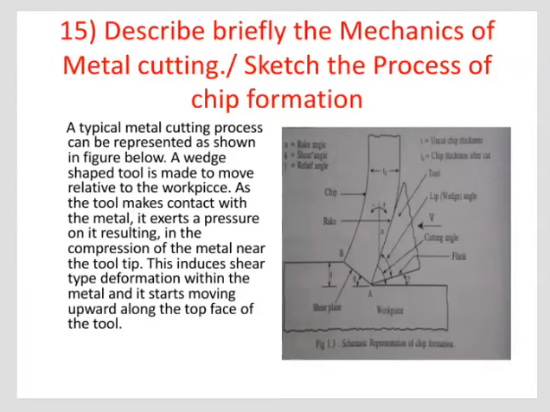Next is: describe briefly the mechanics of metal cutting, or sketch the process of chip formation. A typical metal cutting process can be represented as shown in the figure. A wedge-shaped tool is made to move relative to the workpiece. As the tool makes contact with the metal, it exerts a pressure on it, resulting in the compression of the metal near the tool tip. This induces shear type deformation within the metal and it starts moving upward along the top face of the tool.